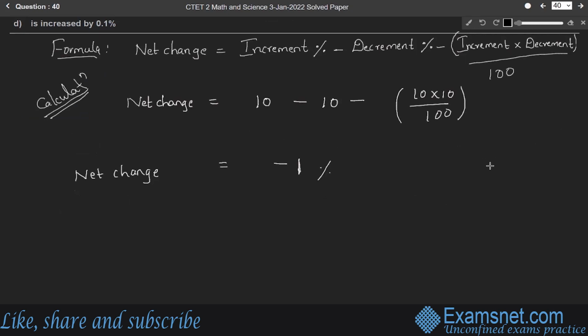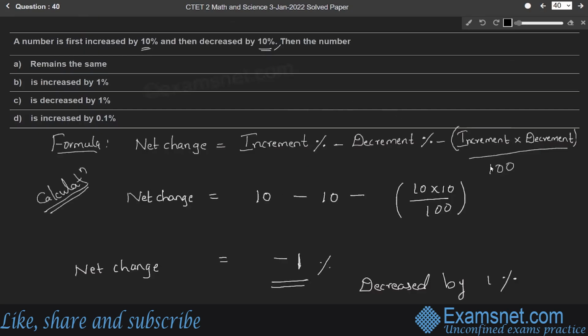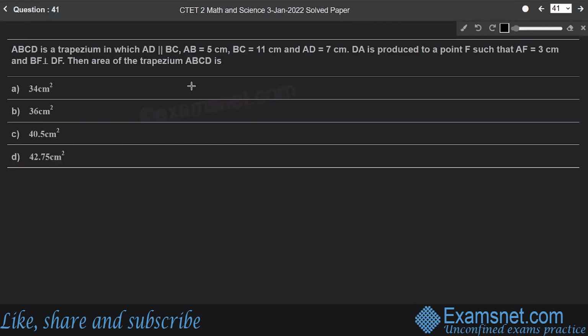So what does this minus sign indicate? A number is first increased by 10% and then decreased by 10%. Then the number will be decreased by 1%. So the minus sign indicates the number will be decreased by 1%. So the correct option is option C, that is, the number is decreased by 1%. Option C.